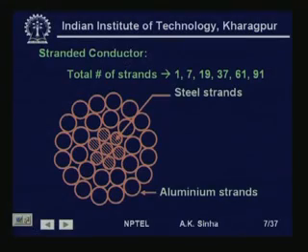Well, the conductors that we generally use are always stranded conductors. Here I am showing you a diagram or a cross section for ACSR conductor, where we are using the steel reinforcement or the steel strands at the core or center of the conductor, and the aluminum strands are put on top of this.